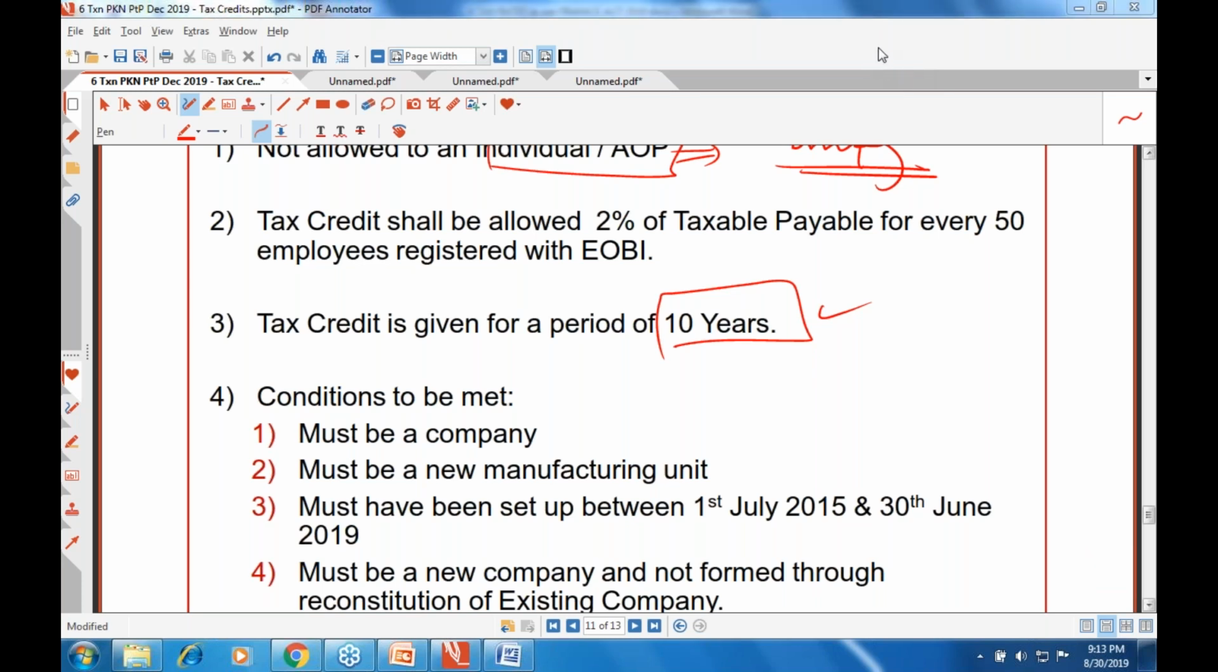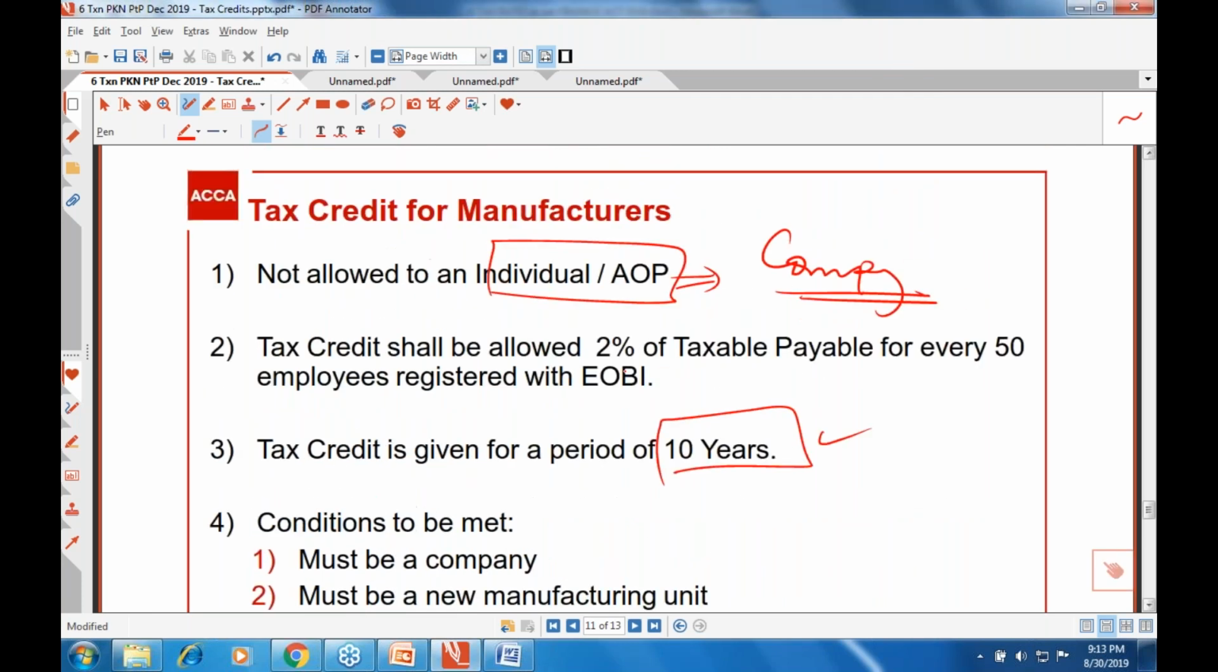Okay, now let's talk about it. Sorry. So basically, I'm going to repeat again that the government wants to encourage people to manufacture. So if you are a company and you have set up a manufacturing facility, then you'll get tax credits for a period of 10 years.